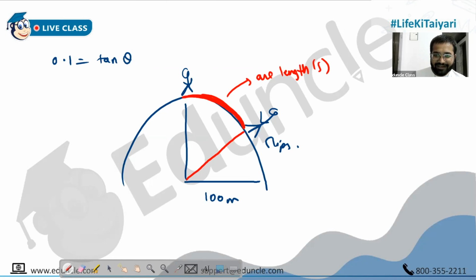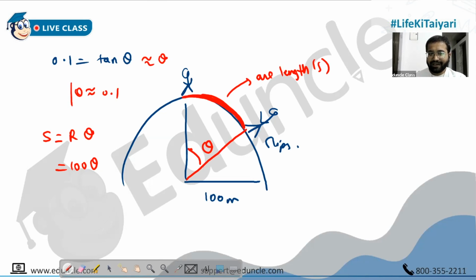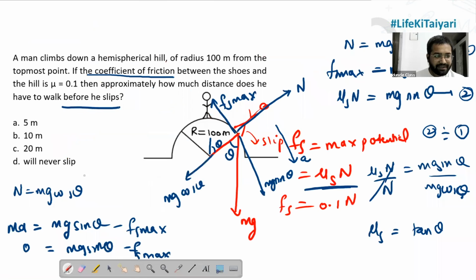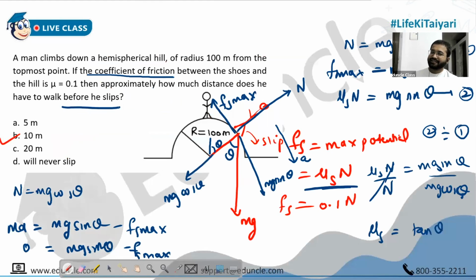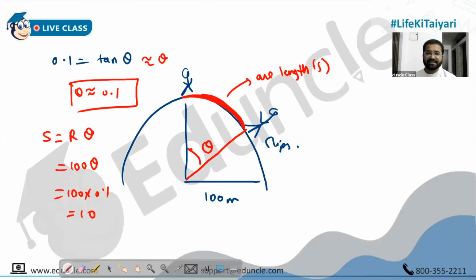So how can we find it? This is theta. Obviously, S is r theta. That's it. So it's 100 into theta. The thing is, this is 0.1. It's very small, so I can say tan theta can be approximately written as theta. So theta is approximately 0.1 because it's very small. So your answer is 100 into 0.1, which is 10. Option B. Interesting. Make a note, copy, ask me if you have any questions.